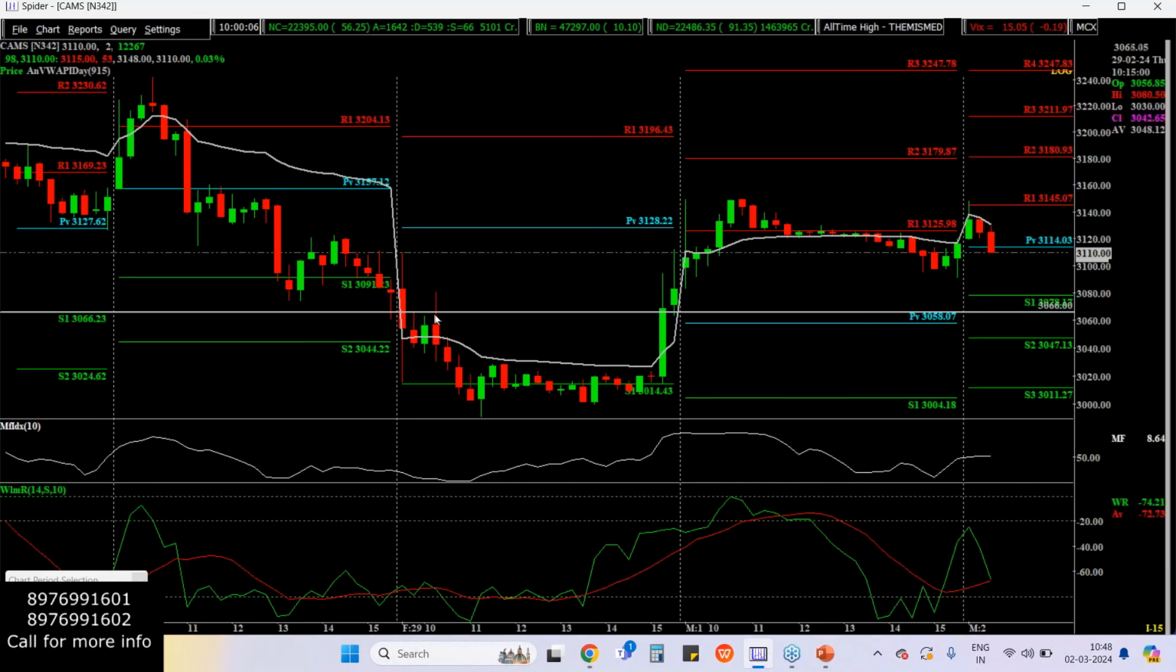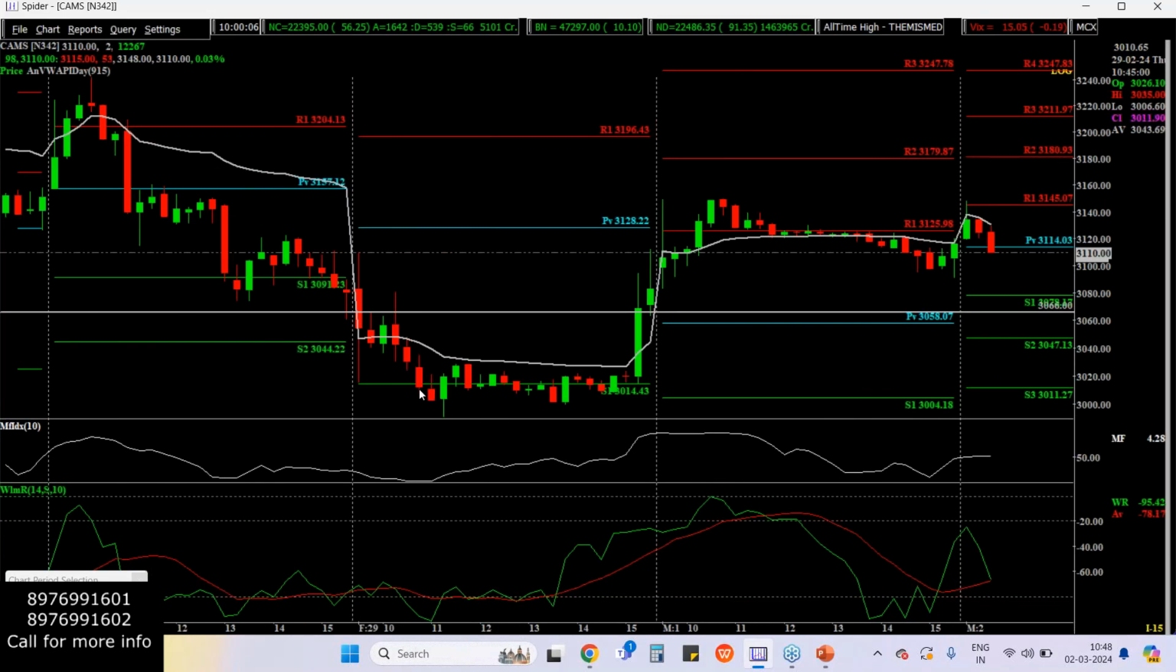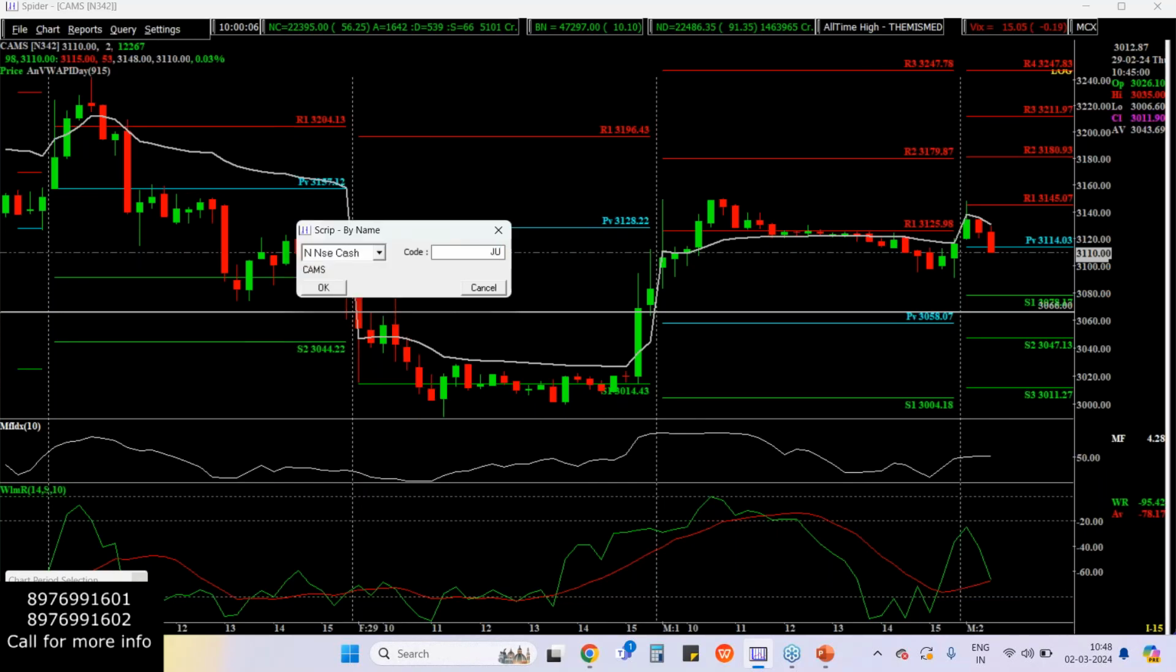So you can see after this candle, there was a battle between the bulls and the bears, but the bears eventually won and took the price downward. And S1 would be our target here. So we can book these profits on S1 in CAMS as well. If you look at any other example, I can show you the chart for Jubilant Food, where we had received similar conditions.